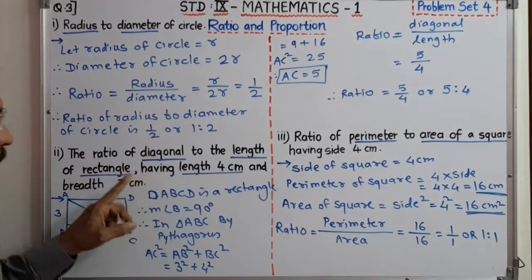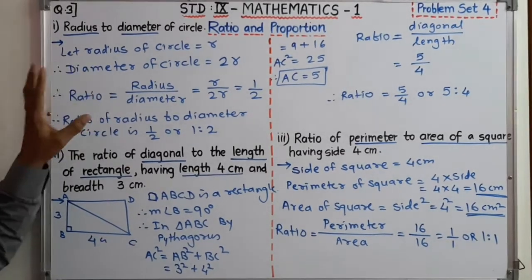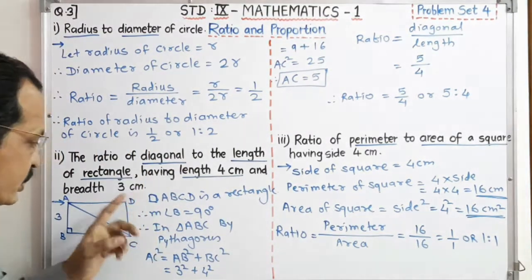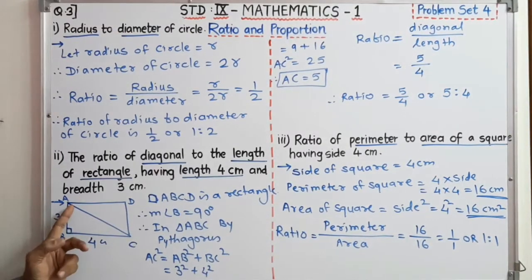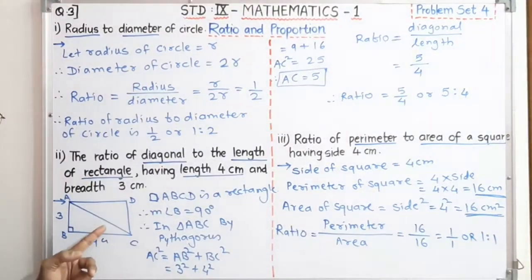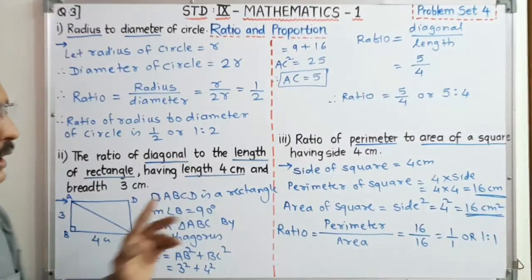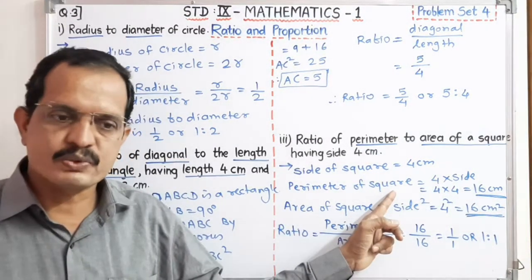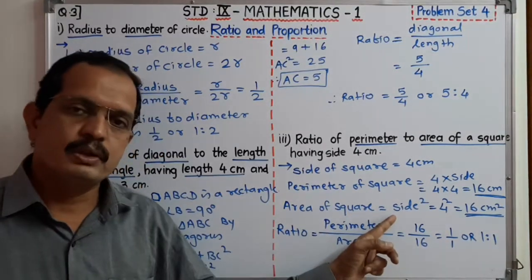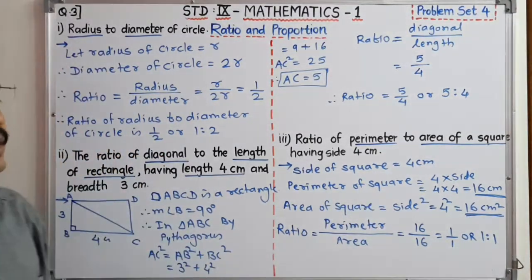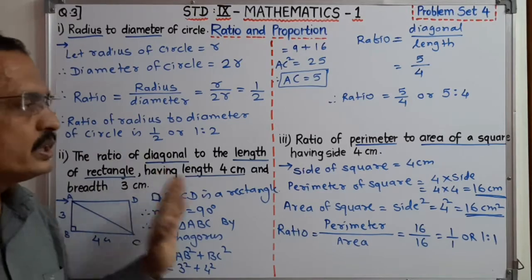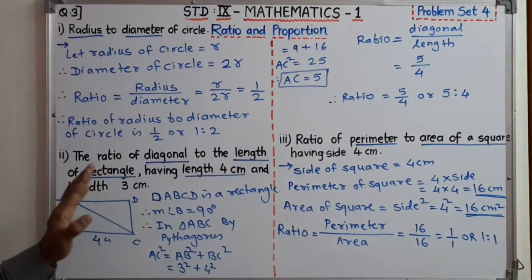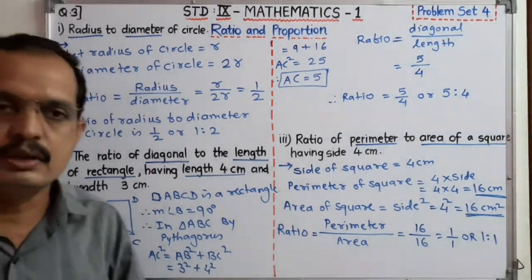Dear student, for this we must know the relation between radius and diameter. For this you must find out the diagonal of a rectangle by using Pythagoras, and here you must know the perimeter. What is the formula for perimeter of a square and area of a square? Without that you can't solve this. Therefore, go through this sum again, write down this sum in your notebook. Now we have to start with the 4th question.